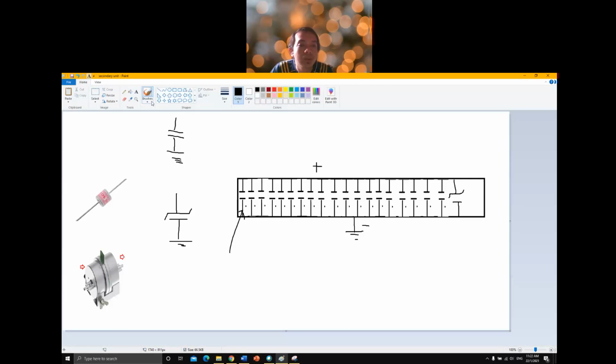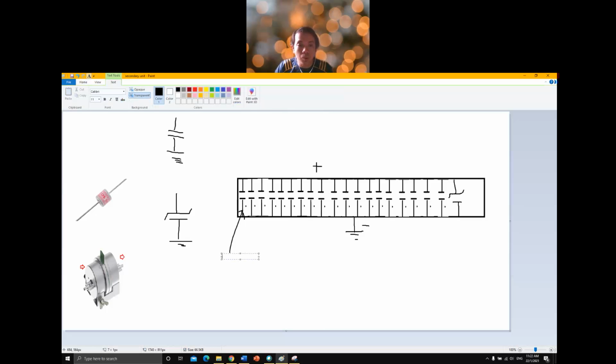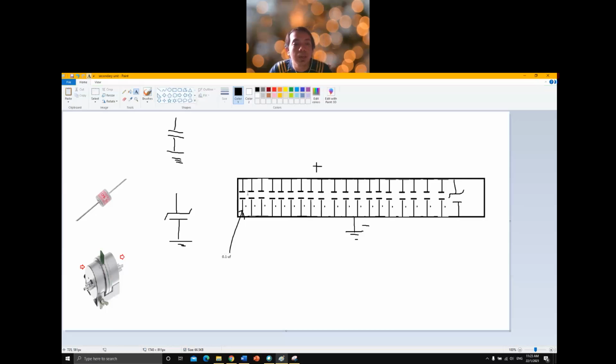Each capacitor consists of 90 capacitors that connect in parallel. This is ground, and this is what we call the switch gap. This is the switch gap, and this is positive and this is negative.